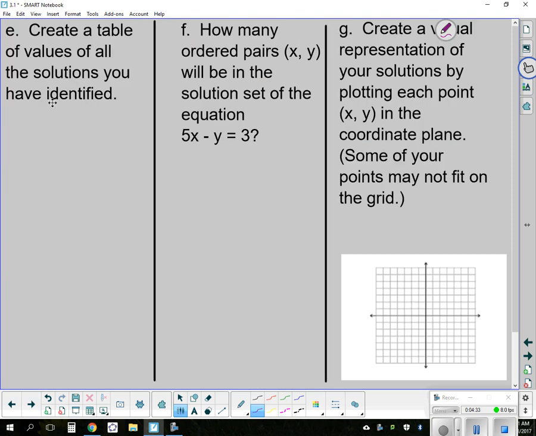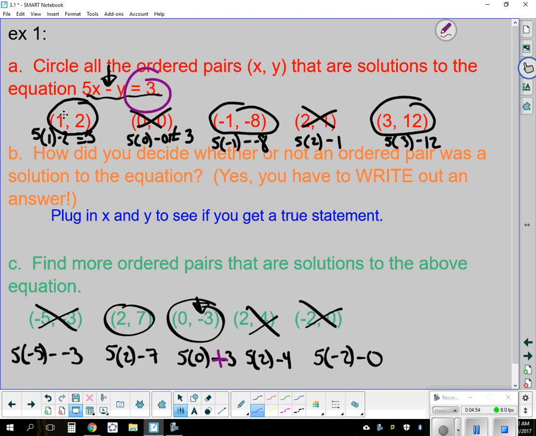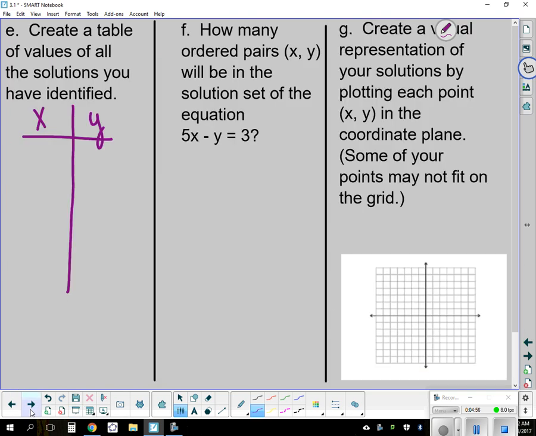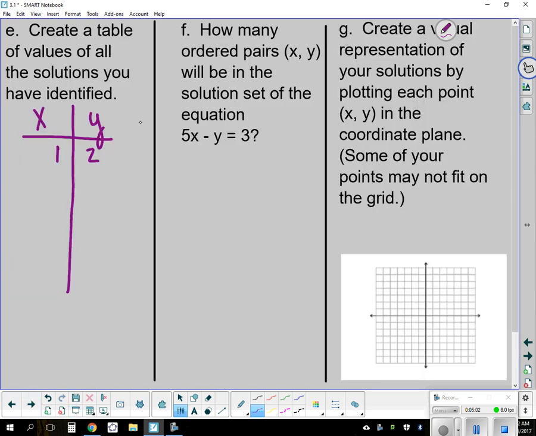I skipped D on here on this numbering, so don't look for it, it's not there. So from C we go to E. Create a table of values of all the solutions you have identified. Well, a table of values can simply be represented by a t-chart, x, y. We always put x in our first column, then y. So we have, what do we have? We have that 1, 2 worked. So 1, 2. We also have -1, -8.